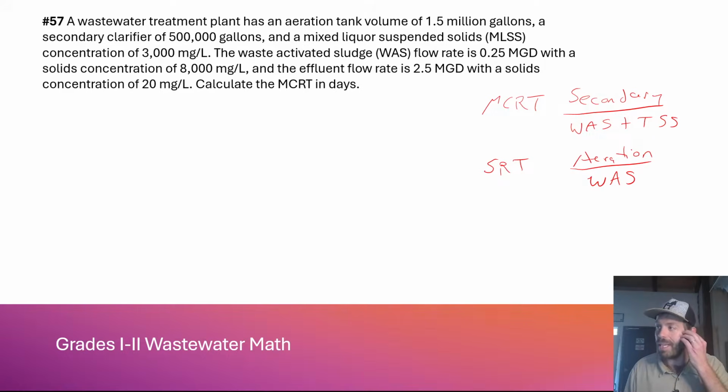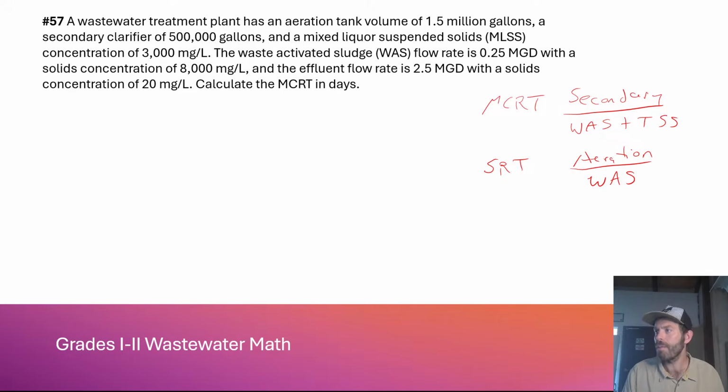The MCRT is a more, I don't want to use the word appropriate because there's a lot of huge plants that don't use MCRT out there. MCRT is a more full picture of a microorganism's residence in the secondary system. SRT is more of a process control thing that's used a little bit more of a smaller, more narrow view, all right?